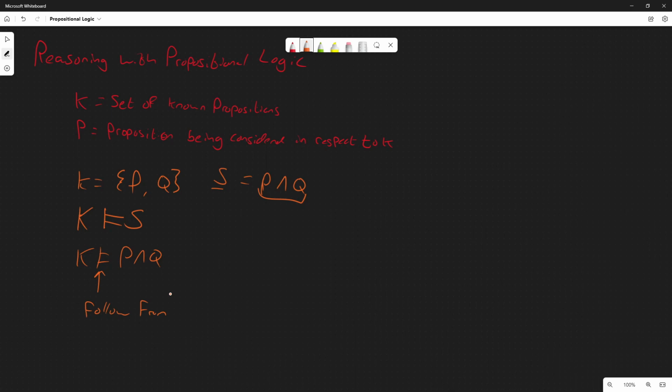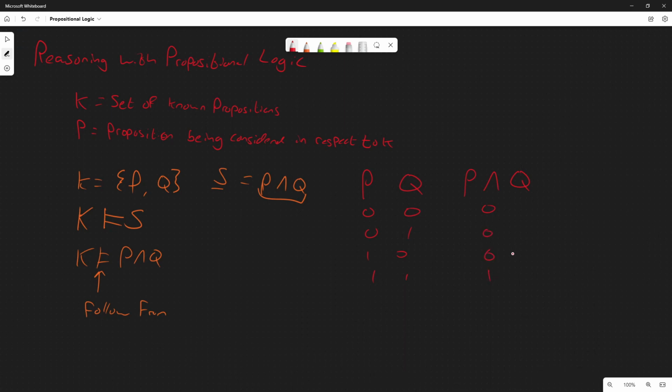Can we reason that? Let's show the process of doing so. We'll go through all of the atoms and all the propositions and formulas in our K. We'll write them out: P and Q. This is going to be a truth table, and we'll write out all the combinations as usual. We'll also write out the thing we're querying, so P and Q, and we'll write out how that works as well.